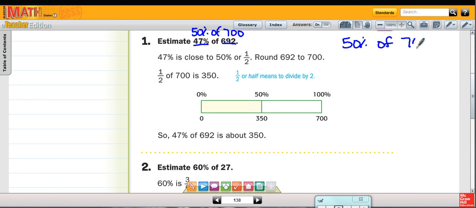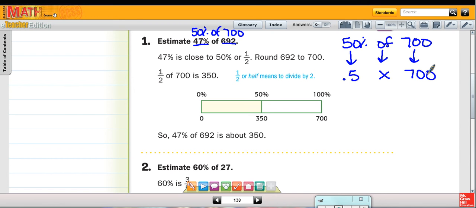We make the percent into a decimal. Which would be? It would be 0.5. Good. Of means to? Multiply. And we're finding 0.5 of 700. Now, most of you are thinking 50%. 50% is the same as half.